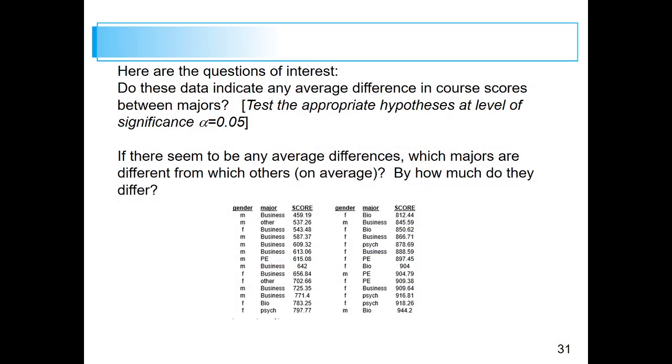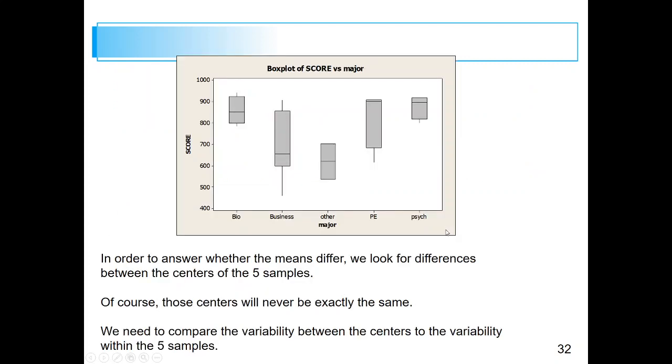The question is, is there any difference by which majors? And then about how much do they differ? So back on page 42, the only thing we could ask is, do they differ at all? But now we'll be able to answer by how much. Here you can look at the box plot scores. Kind of looks like maybe biology and psychology and other.